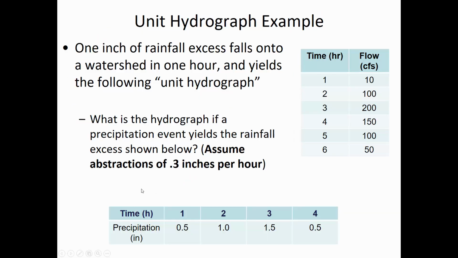Okay, so let's go through this example because I think, or at least I hope, that this idea is going to make more sense after we've gone through the calculations together. We've got an inch of rainfall excess falling onto a watershed in an hour, and we got this unit hydrograph from the inch of rainfall excess. Now, what is this watershed going to do if we get this rainfall pattern, and we're going to assume abstractions of 0.3 inches per hour? So, in other words, this is not rainfall excess yet. We're going to have to do some calculations to find out what is the rainfall excess, and then apply that precipitation into this unit hydrograph.